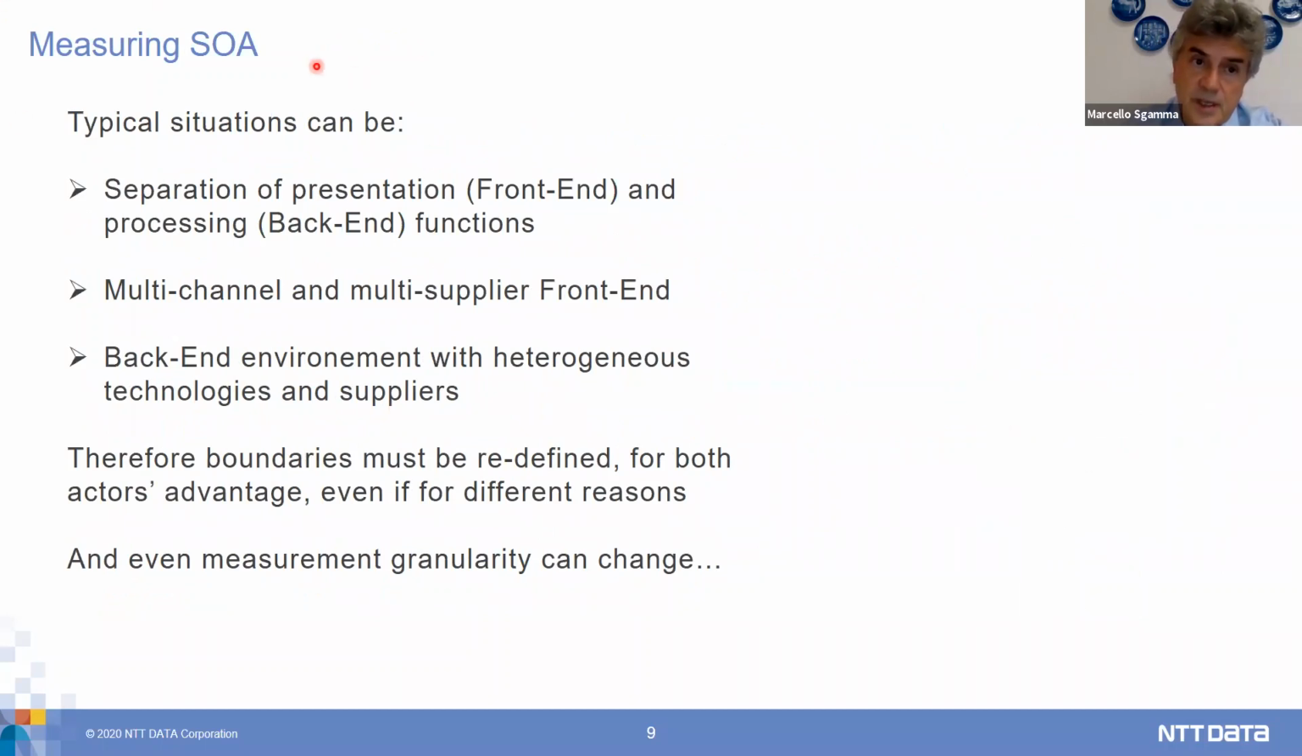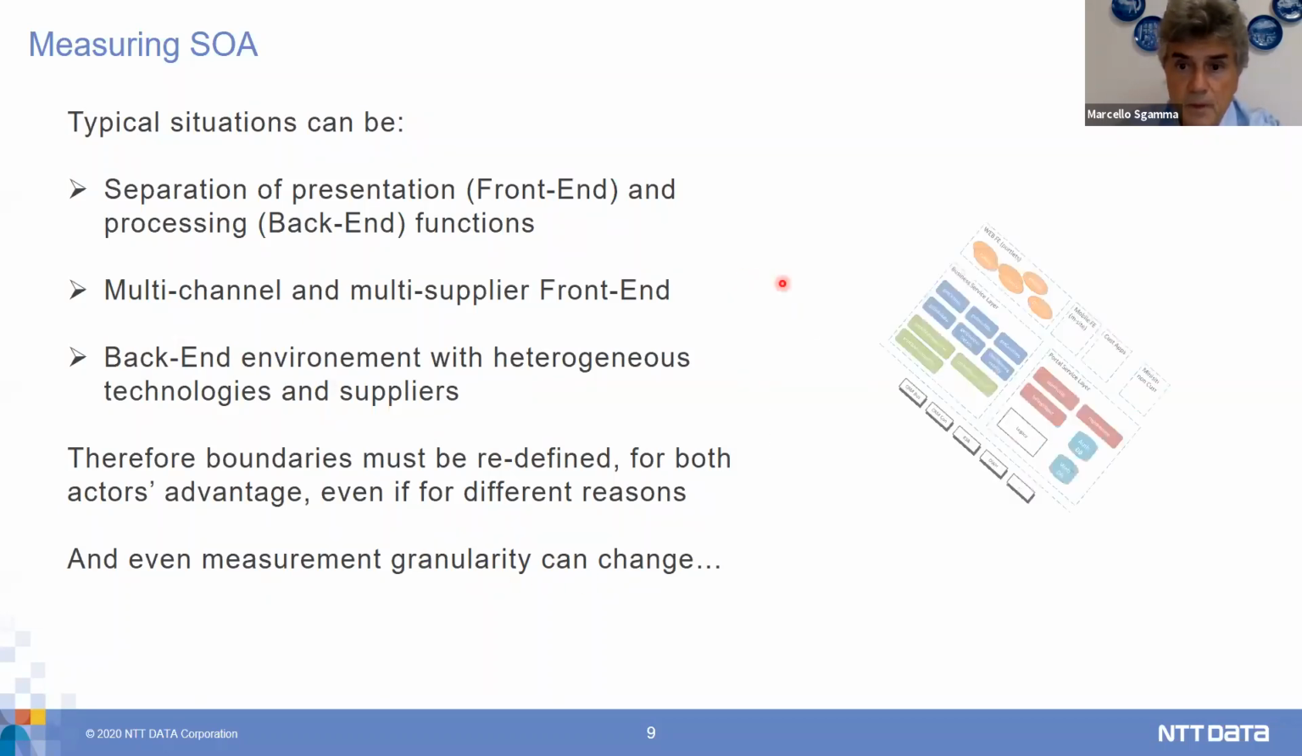Typical situation, we start with service-oriented architecture, which is the first step. Typical situation can be separation of presentation and backend. For instance, a multi-channel support with multi-supplier, with different providers for front-end application, and backend environment with heterogeneous technologies and maybe different providers. Therefore, boundaries must be redefined with advantages for both actors, both the customer and the providers. And even measurement granularity can change.